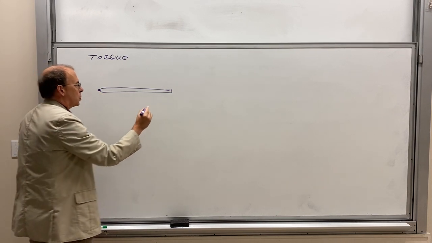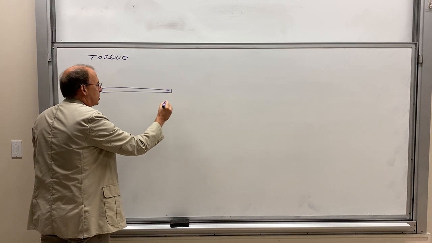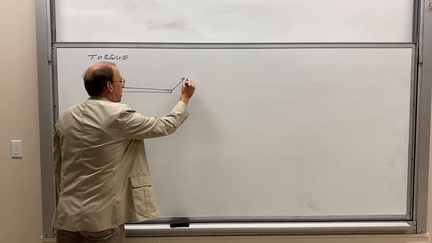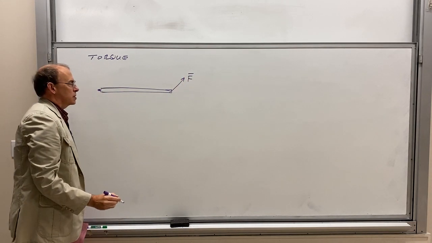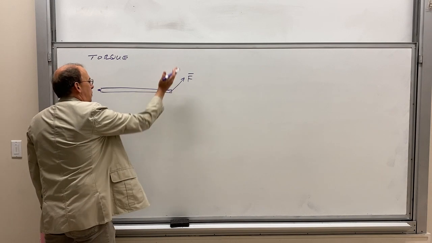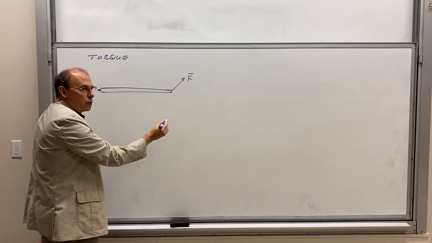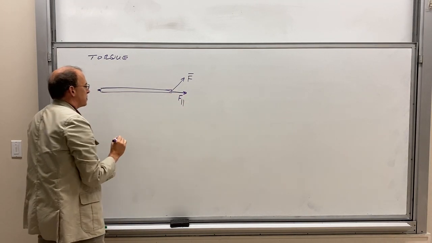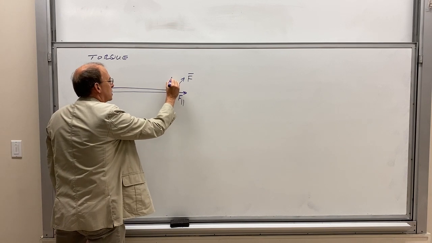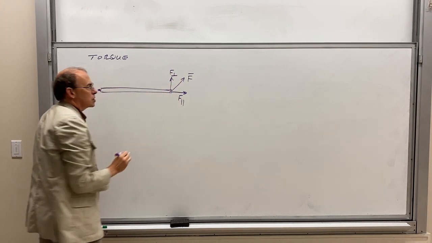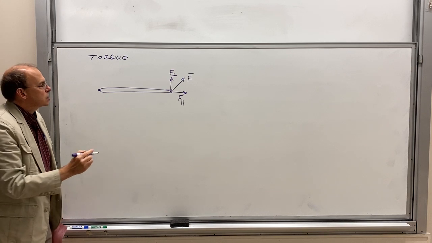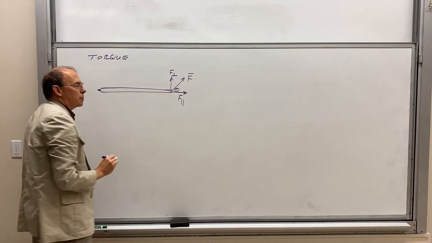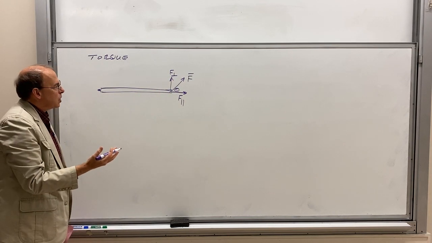Now, if I want to open the door, I have to push on it with some force. Or maybe I pull on it. So suppose I apply a force like this, and that will open the door. But I can think about that force as having components. It has a component F parallel, it's parallel to the door, and a component F perpendicular that's perpendicular to the door. And notice it's really only this component, I'll call this angle theta, the perpendicular component, that can really open the door.